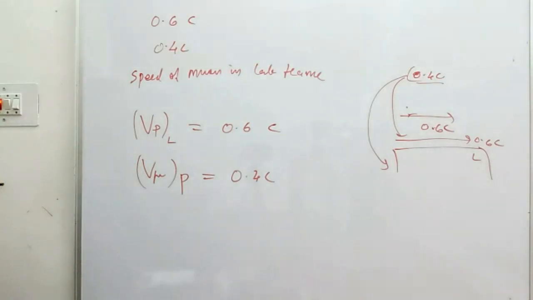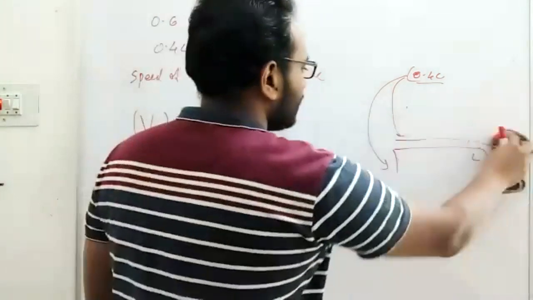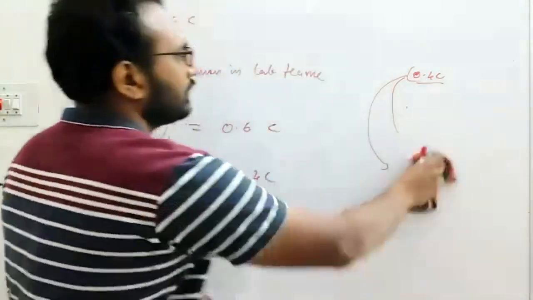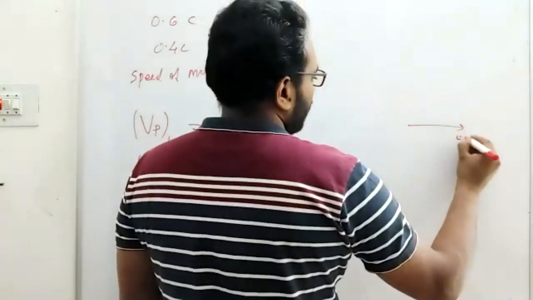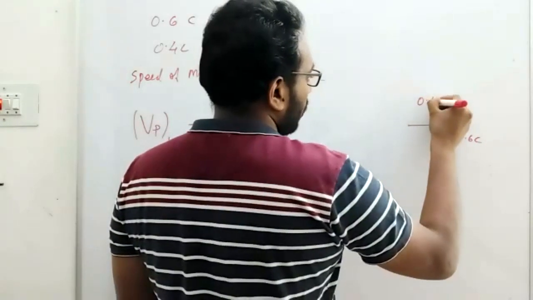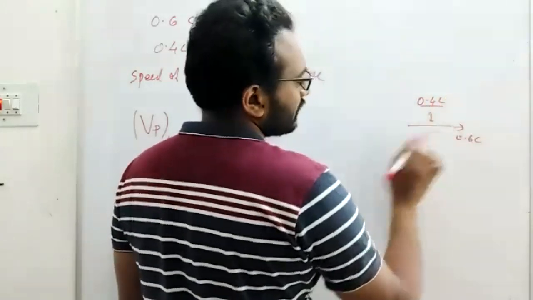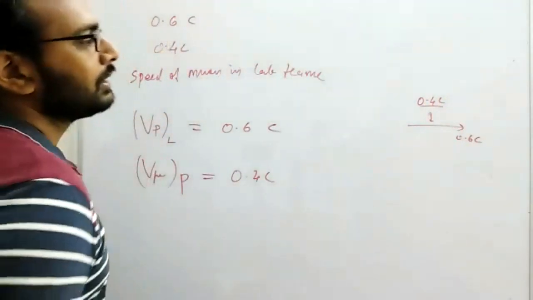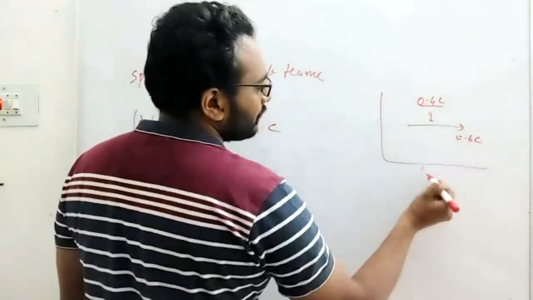Okay, should we add or subtract? It's rather easy to understand. Let's think about it again. You have a pion moving at 0.6 c, and a muon moving at 0.4 c with respect to this pion. You are looking at it from the lab. So what's the speed of the muon with respect to the lab?